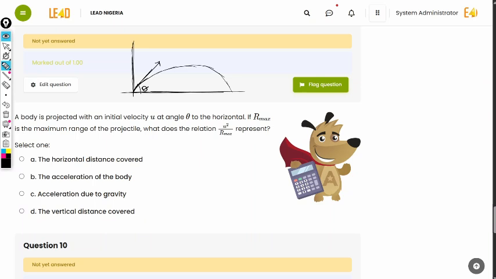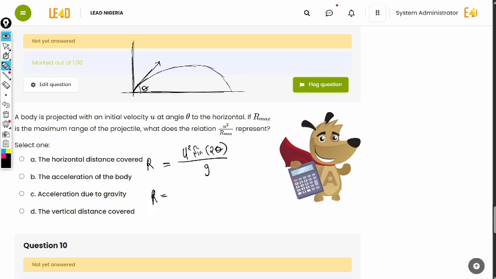Alright, so let's work with our formulas. Our formula for R is u squared sine 2 theta over g, right? That's R. Now your range will be maximum when theta is 45 degrees, alright? Because that will make 2 theta to be 90, and then sine 2 theta becomes 1. 1 is the maximum value you can get for sine anything, right?